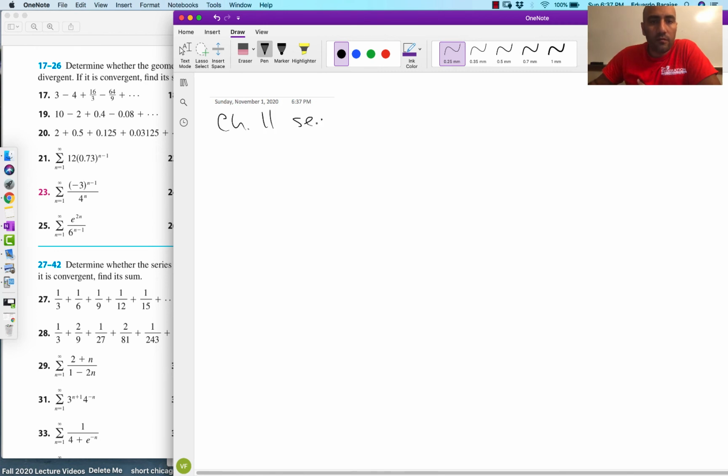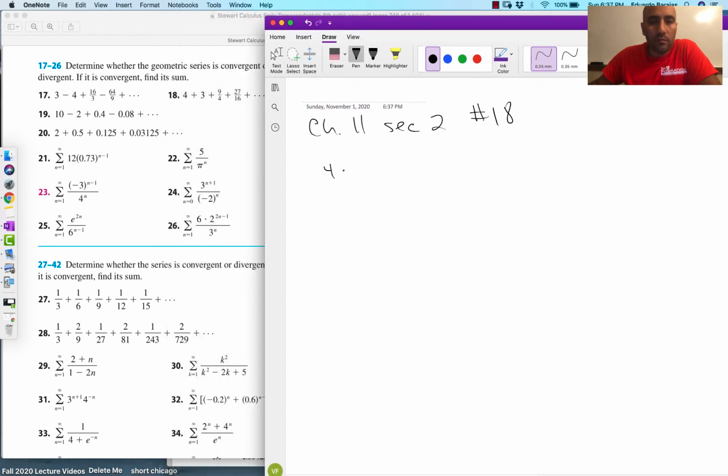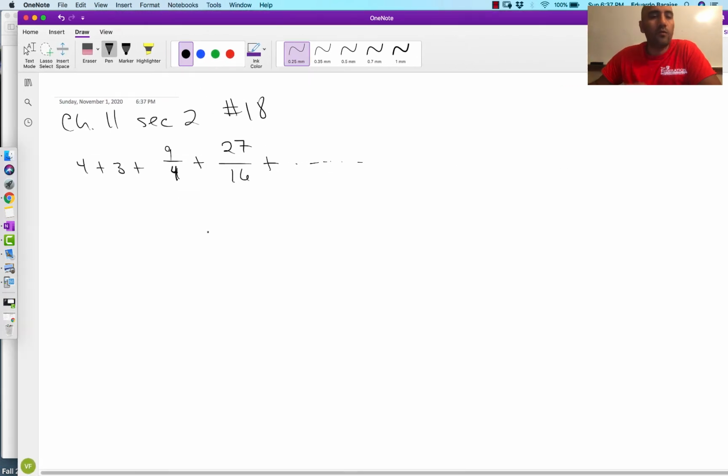Chapter 11, section 2, number 18. This one just gives us the numbers 4 plus 3 plus 9/4 plus 27/16 plus, and then they feel like the pattern has been established at that point. Okay, so it's going to be a little bit of work to figure out how to get these.